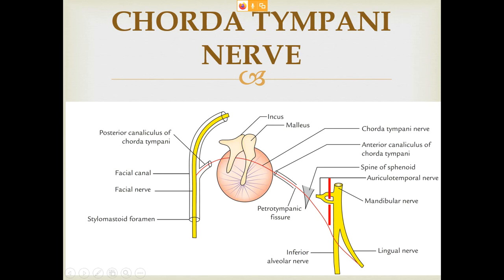So what does the chorda tympani do? It provides a communicating branch to the otic ganglion, which probably forms an alternate route for taste sensation from the tongue. So that is about the chorda tympani nerve. The mandibular nerve and its branches we have discussed. Then the chorda tympani and lingual nerve also we have discussed.